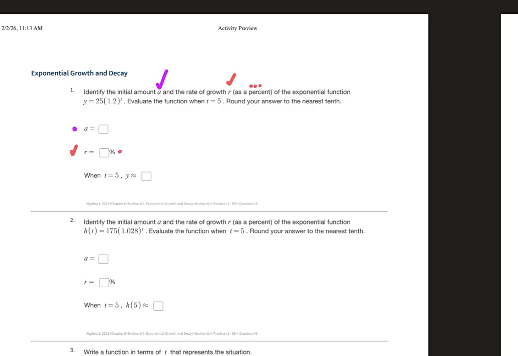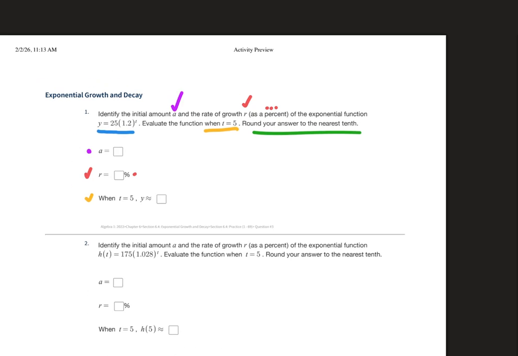And there's our percent sign of the exponential function. There it is. And evaluate the function when t equals 5. Okay. And then this is important, round your answer to the nearest tenth. So if you're like, wow, that's a lot of things, let's break it down. And the first thing to break down is, in my opinion, the equations.